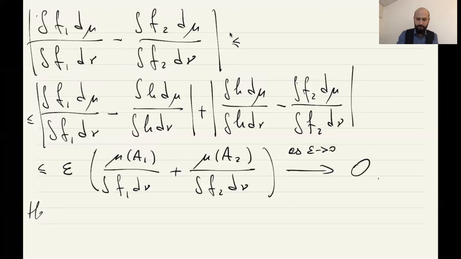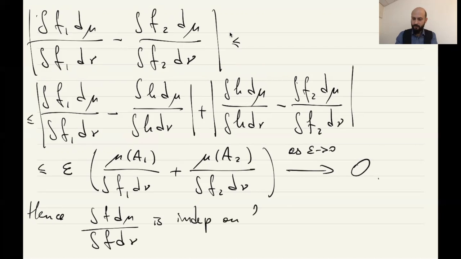So hence, the integral of f d mu divided by the integral of f d nu is independent of f. And this concludes the proof of the uniqueness up to a positive scalar of the Haar measure.